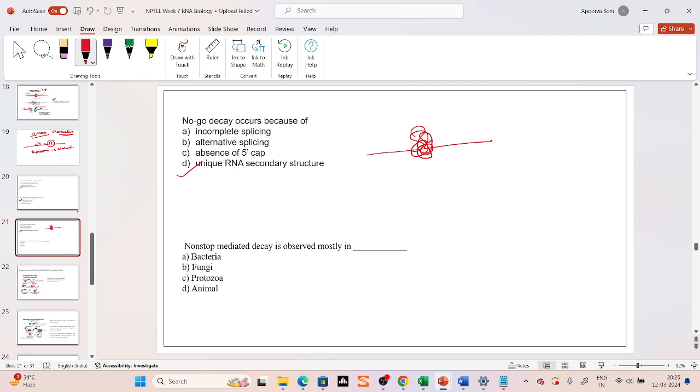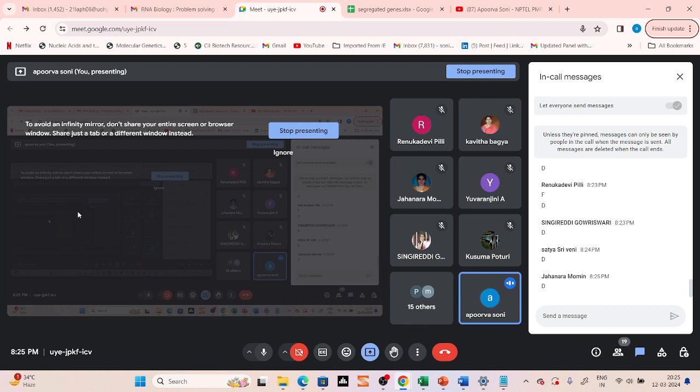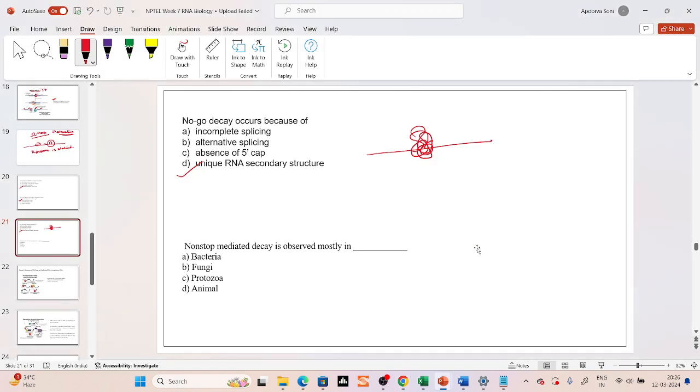Okay. Now I'm switching the screen. So Satya, Janara, they have answered D. Anybody else wants to try? Fine. So the correct answer is D, animals, because whatever we are studying is about eukaryotes. So it is animals.